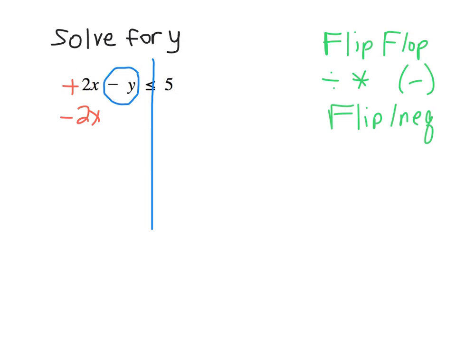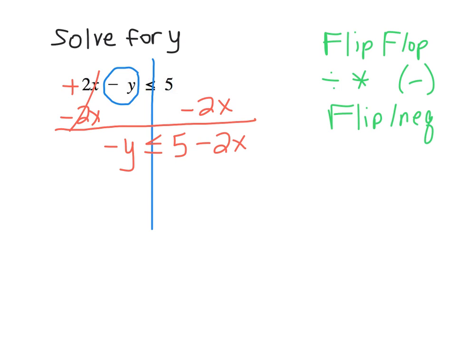And my 2x is not a like term to the 5. The 5 does not have an x. So I'm not going to put it directly underneath. Don't want to make a mistake. So I'm going to put it out to the side. My 2x's cancel. And I bring down my negative y is less than or equal to. My 5 comes straight down. And my minus 2x comes straight down.